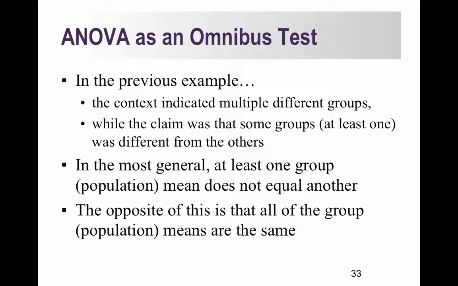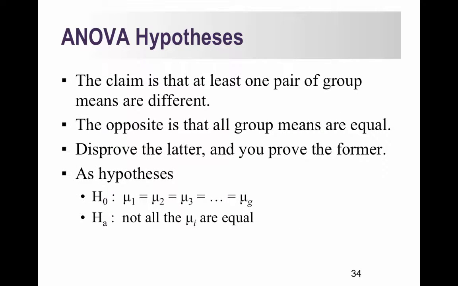So in the previous example, the context indicated multiple different groups, while the claim was that some groups were different from others. Most generally, at least one group population mean does not equal the others. The opposite of this is that all the groups would actually be the same. Looking at this from the ANOVA hypothesis, the claim is that at least one pair of group means is different, the opposite being that all group means are equal. We hope to disprove the latter, and then we prove the former.